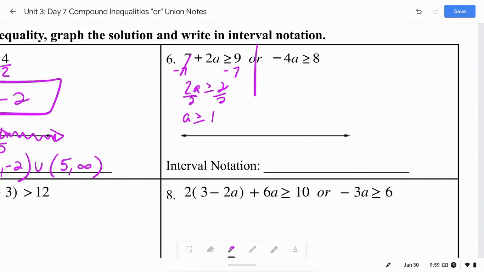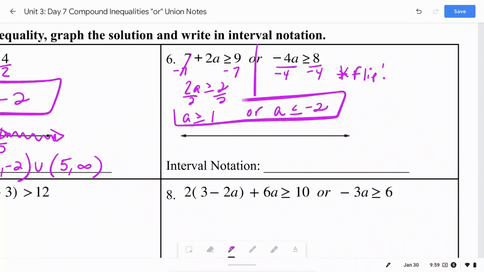For the second inequality, you're going to divide by -4. And remember that when we're dividing by a negative, we have to flip the sign. So don't forget to flip the sign for this one. So it'd be a is less than or equal to -2.